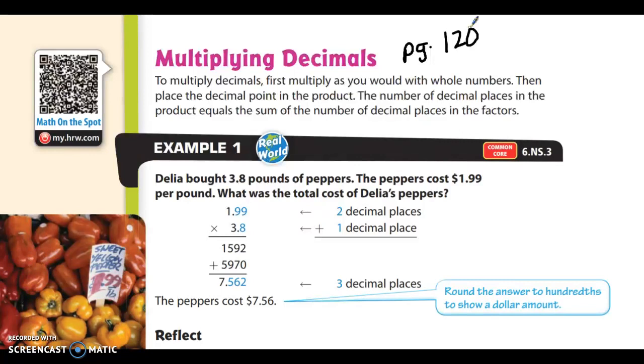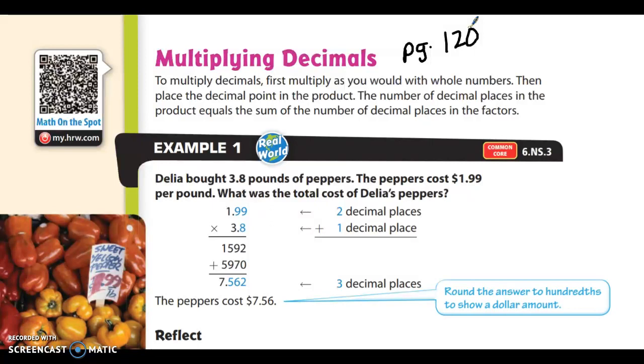To multiply decimals, first multiply as you would with whole numbers. In other words, that kind of means pretend that they are whole numbers. Then place the decimal point in the product. The number of decimal places in the product equals the sum of the number of decimal places in the factors. Now let's go check that out.